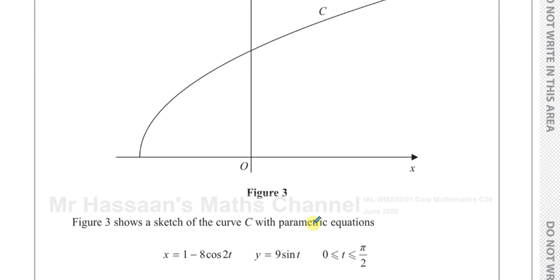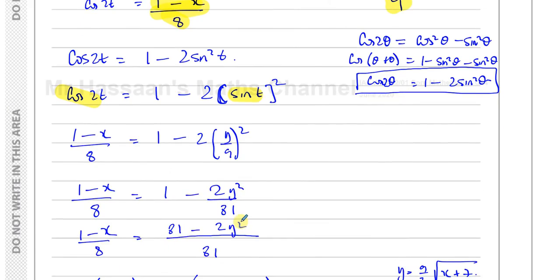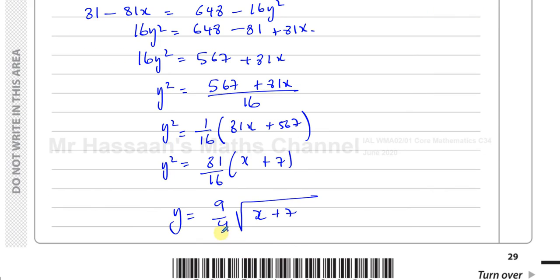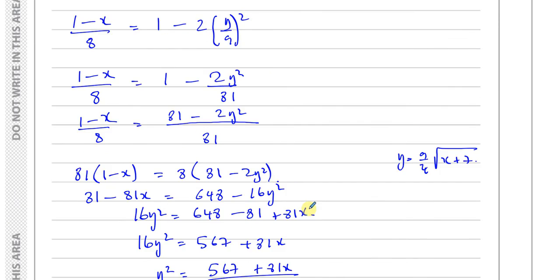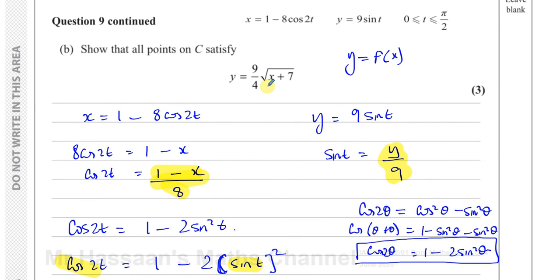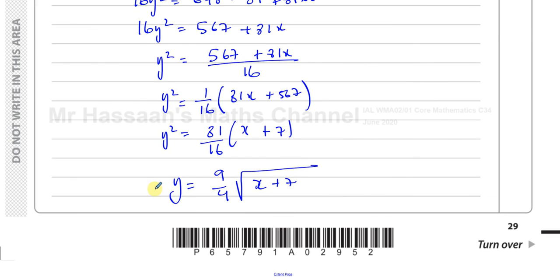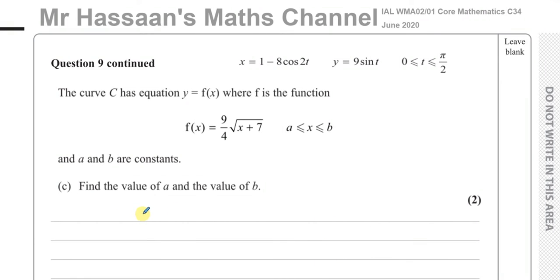We're not taking the negative part of it, only the positive part of it. So therefore we don't write plus or minus. We have y equals 9 over 4 times the square root of x plus 7, which is exactly what we had to show. Okay, so there's part B done. Now for part C.